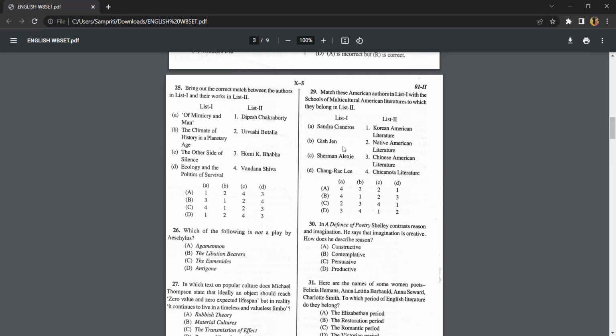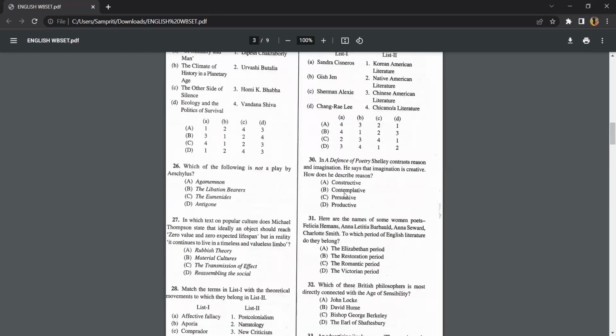B3. See, Jish Chinese, I said it. Sherman Alexie, C2, Native American writer. And D, Chang Rae Lee, sounds like Korean, should be Korean. So A is the correct answer here.